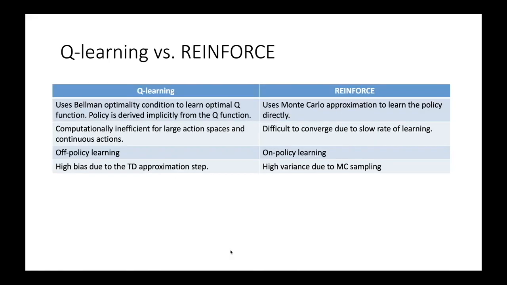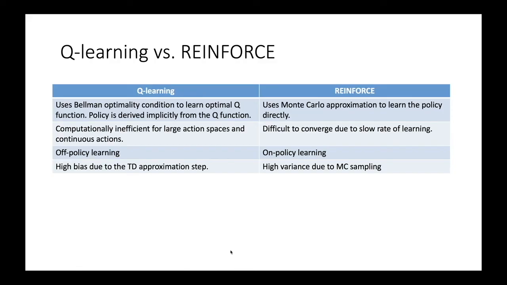So rather, what we have is a comparison between Q-learning and reinforce. Just to recap, Q-learning uses the Bellman optimality condition to learn the Q function, and the policy is derived implicitly from the optimal value function. Whereas reinforce learns the policy directly using an MC approximation.